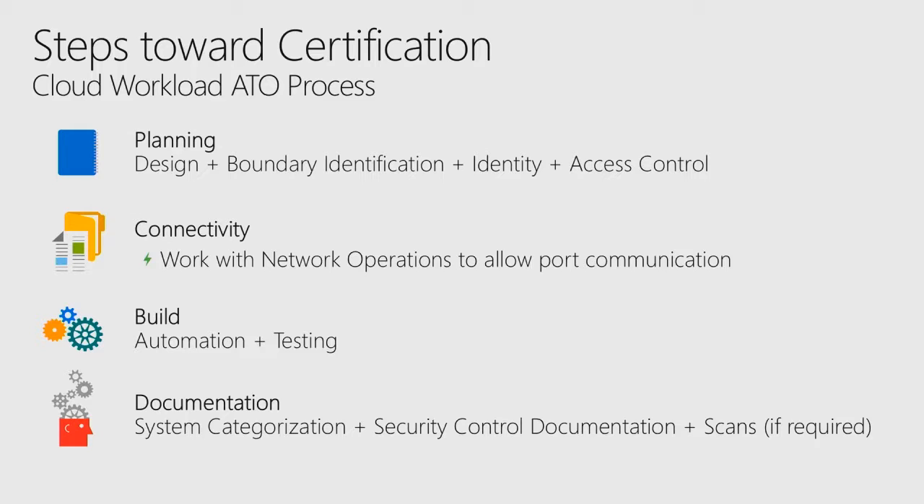Then you have the connectivity. You can work with the network operations team within the agency to open up the ports, and whether you're allowed to communicate on certain ports and what IP address ranges are being used. Then you actually build the application out, and then you have the documentation processes that you go through for the categorization, the security control documentation, and then possibly running some scans in the environment if they're required.